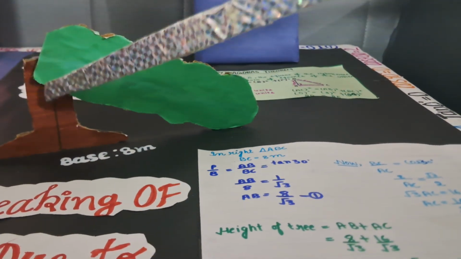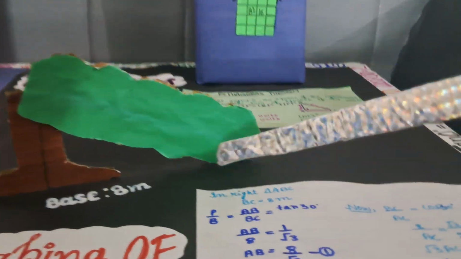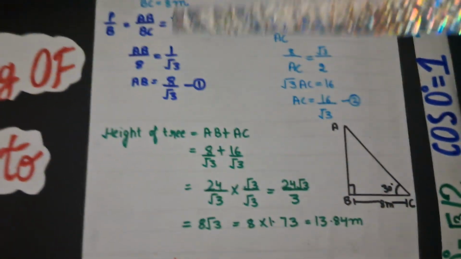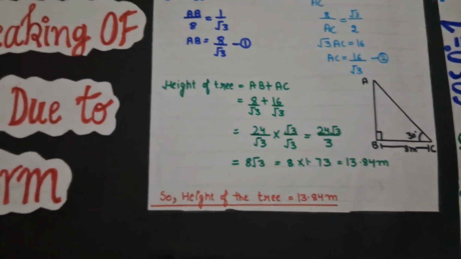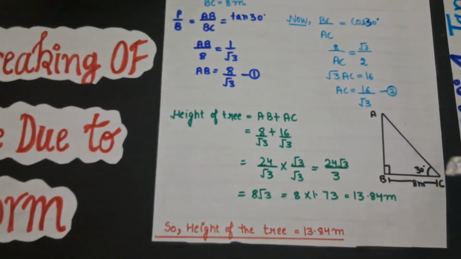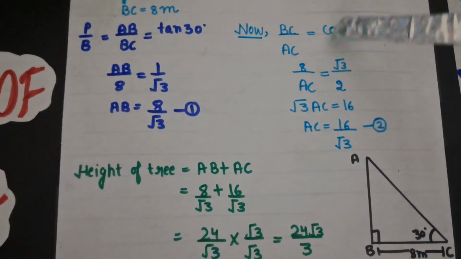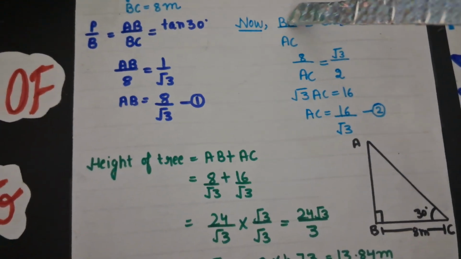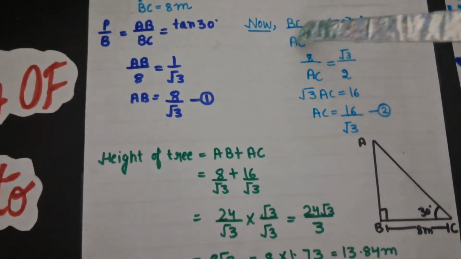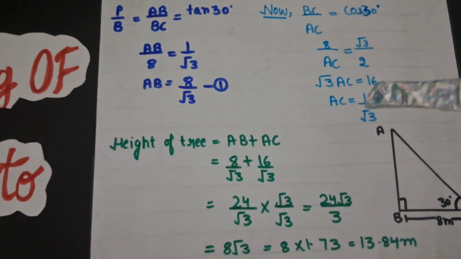So here we can use the trigonometric ratio tan theta. Tan theta is perpendicular upon base. Here the perpendicular is AB and the base is 8, and tan 30 is 1 by root 3. So when we solve, we get AB as 8 by root 3. Now let's find the hypotenuse. Here AC is the hypotenuse and we know the base. So base upon hypotenuse is cos theta. Cos 30 degree is root 3 by 2, BC, which is the base, is 8, and AC we have to find. So when we solve, we get AC as 16 by root 3.